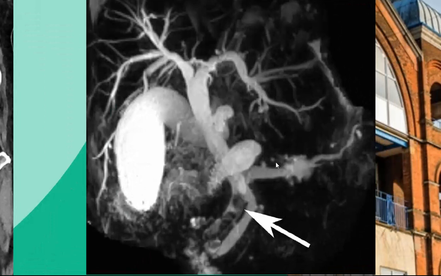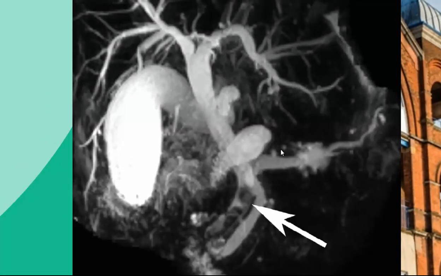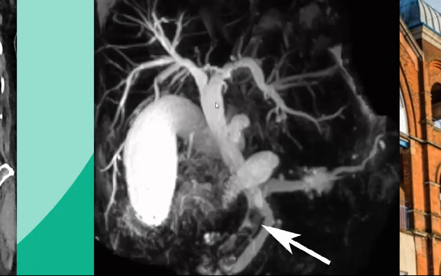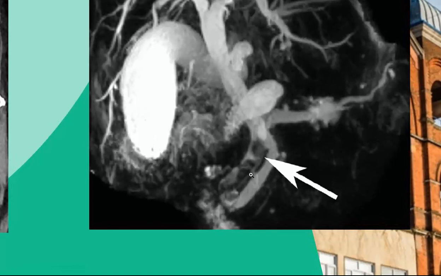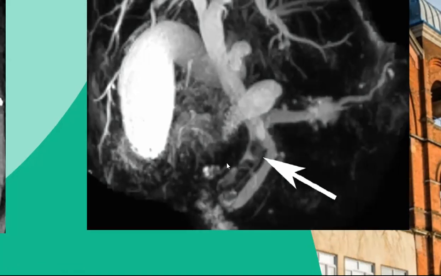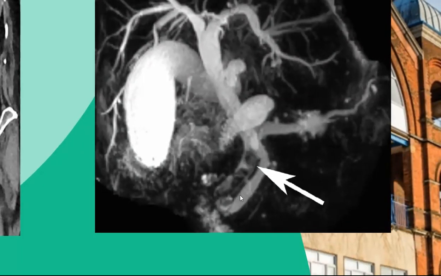MRCP is incredibly useful. This is a maximum intensity projection, and here we see fluid is very bright. We can see the gallbladder, we can see the cystic duct. This is the intrahepatic duct anatomy. We can see that the ducts are dilated, and if we follow the common hepatic duct, then the common bile duct downwards, we see these ovoid filling defects within the common bile duct, consistent with common bile duct stones. This thing next to it is the pancreatic duct.